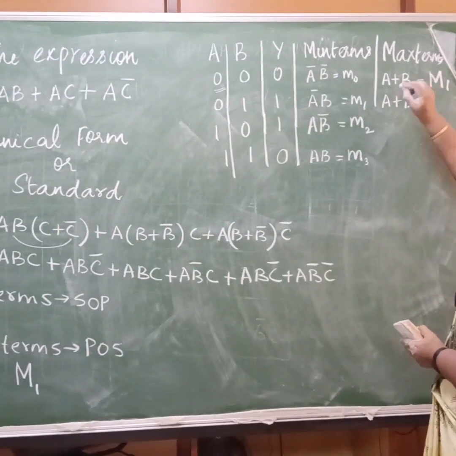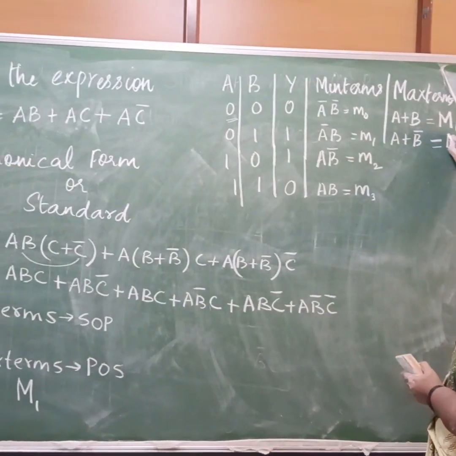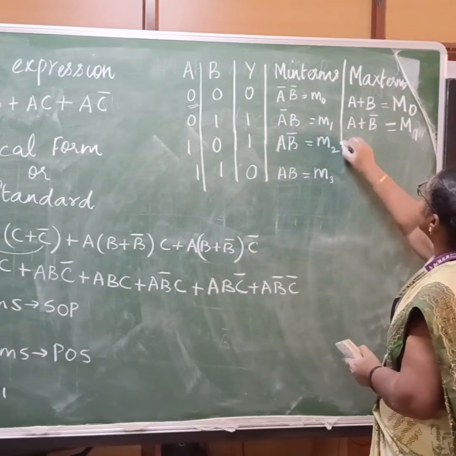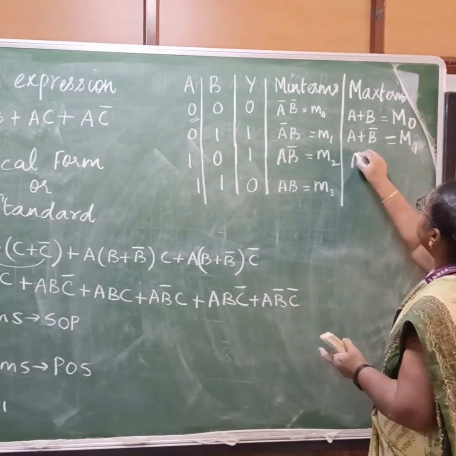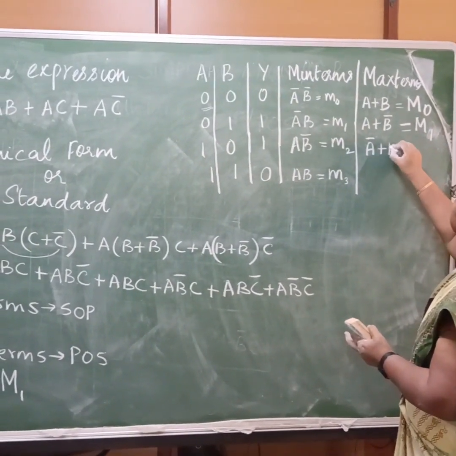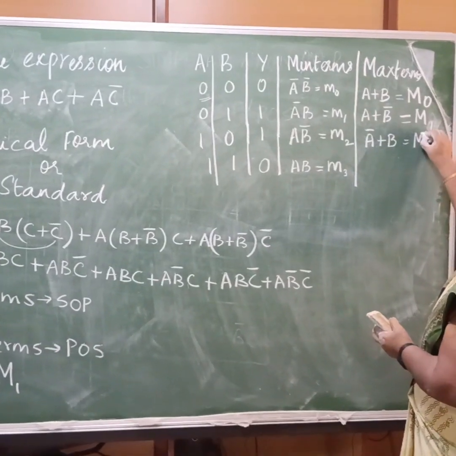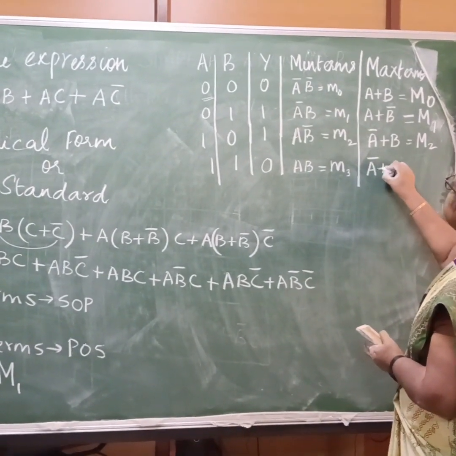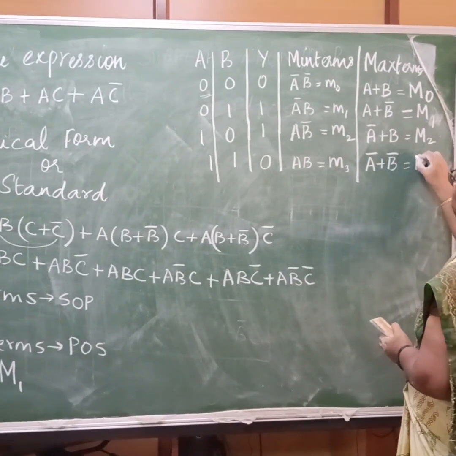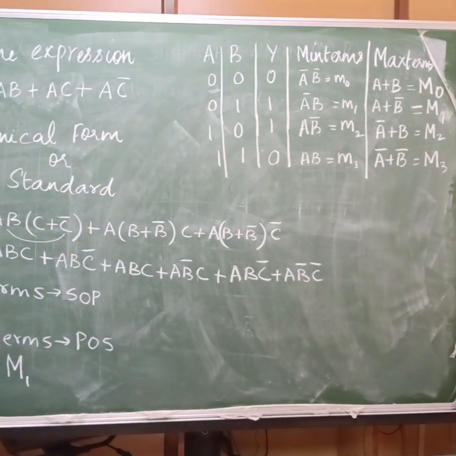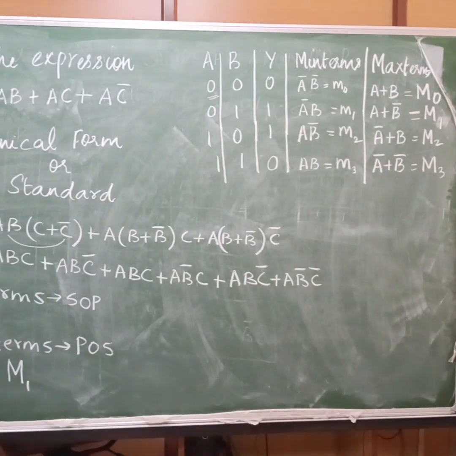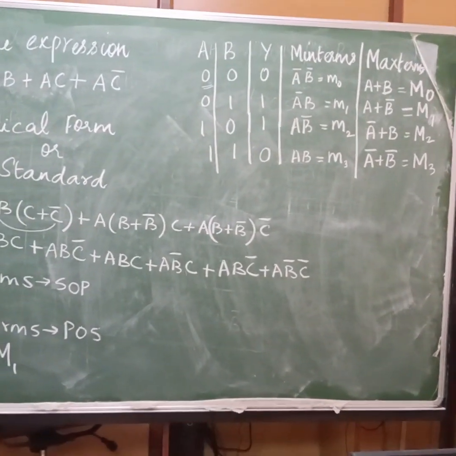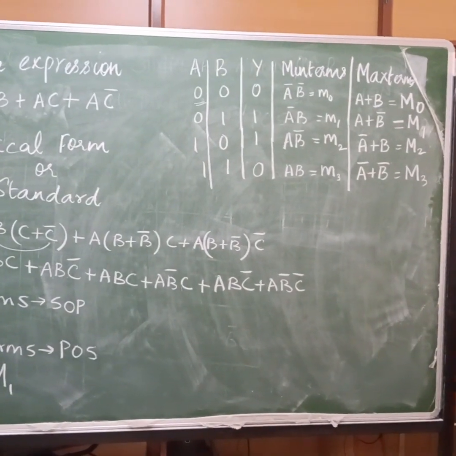So in this case it is capital M1. Then it is A bar plus B, which is your M2. Next is your A bar plus B bar, which is your M3. So this is how you represent your min terms and max terms when you consider the truth table. Next we will see how we are going to represent this in a K-map.